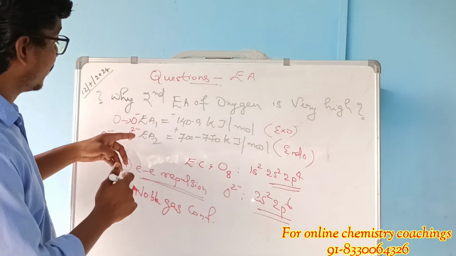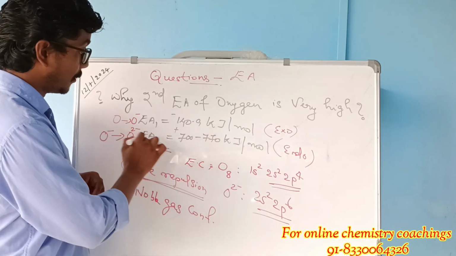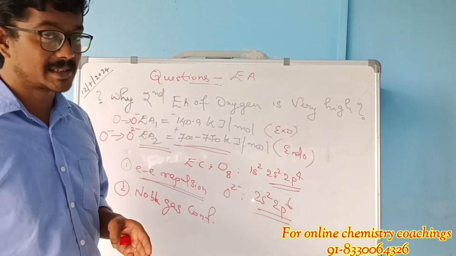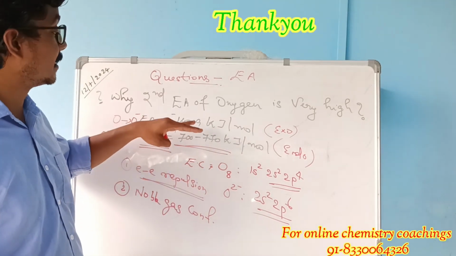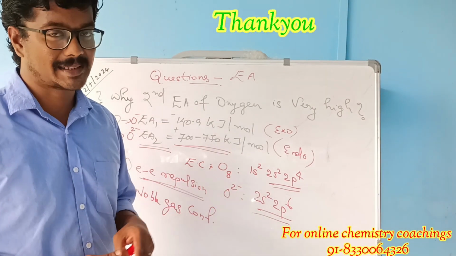That's the reason why the second electron affinity of oxygen is always in the range 700 to 717 kilojoule per mole, whereas the first electron affinity of oxygen is 140.9 kilojoule per mole. This is the exact reason.